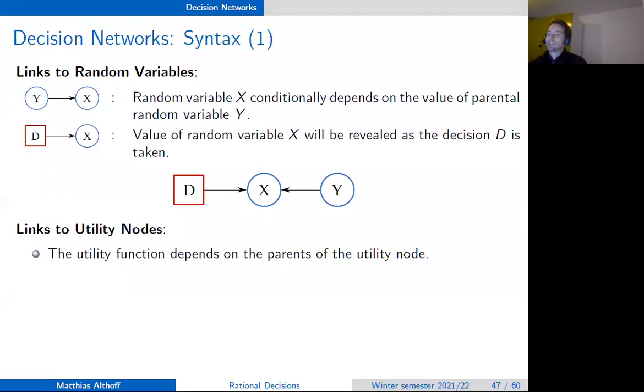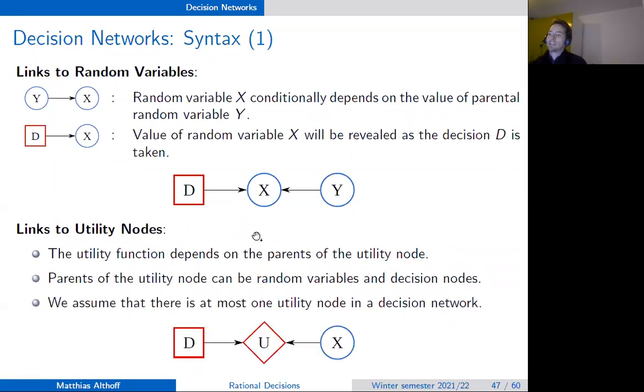Good. Then there are also links to utility nodes, and these links can come from decision variables and also from random variables, as shown here. There can be more than one decision variable or more than one random variable influencing the utility node, as we'll also see in a medical example later in this lecture.